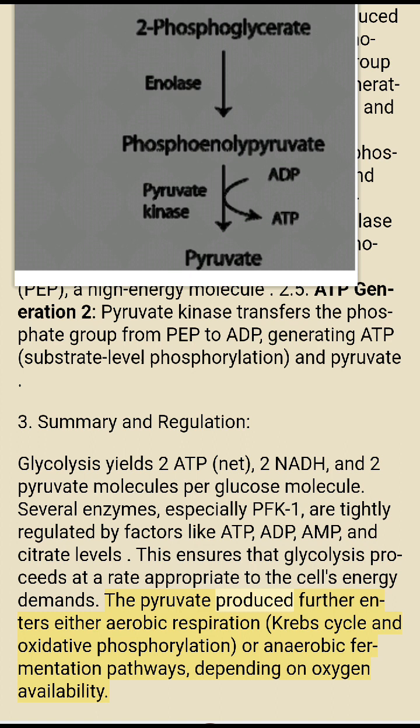The pyruvate produced further enters either aerobic respiration, the Krebs cycle and oxidative phosphorylation, or anaerobic fermentation pathways, depending on oxygen availability.